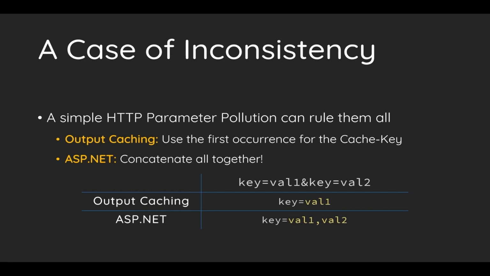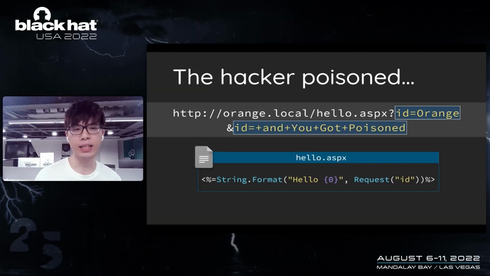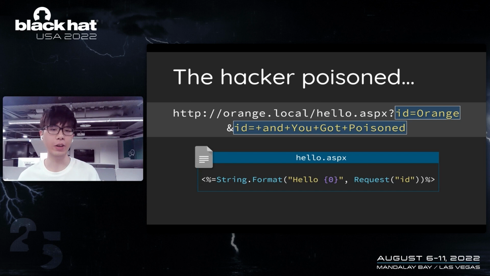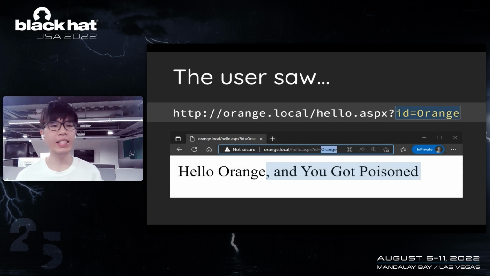This inconsistent parser behavior caused the IIS to cache the wrong response. For example, if a page just prints out your name based on the ID, the attacker can poison the result by repeating the ID on the URL. IIS only recognizes the orange as the cache key. However, the ASP.NET will concatenate both values and show them out. So the result is that the next time the user accesses the page, he got hacked.